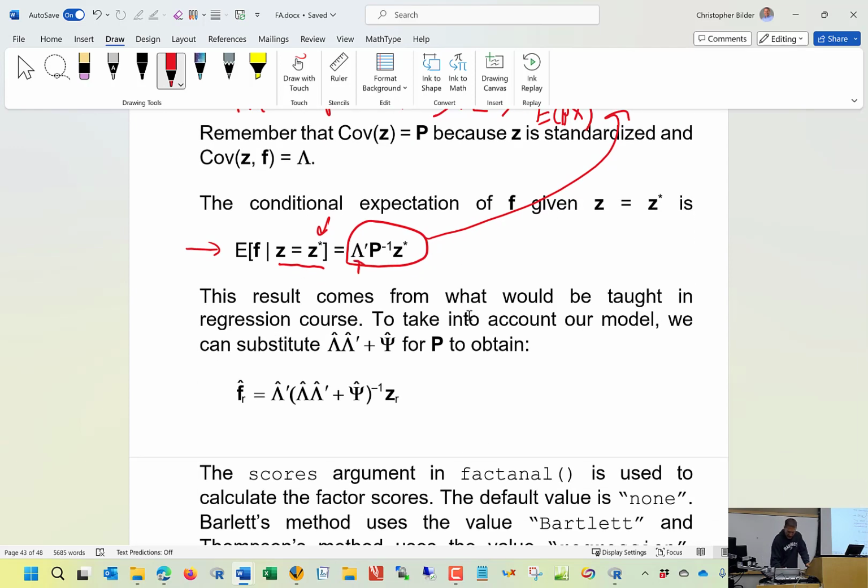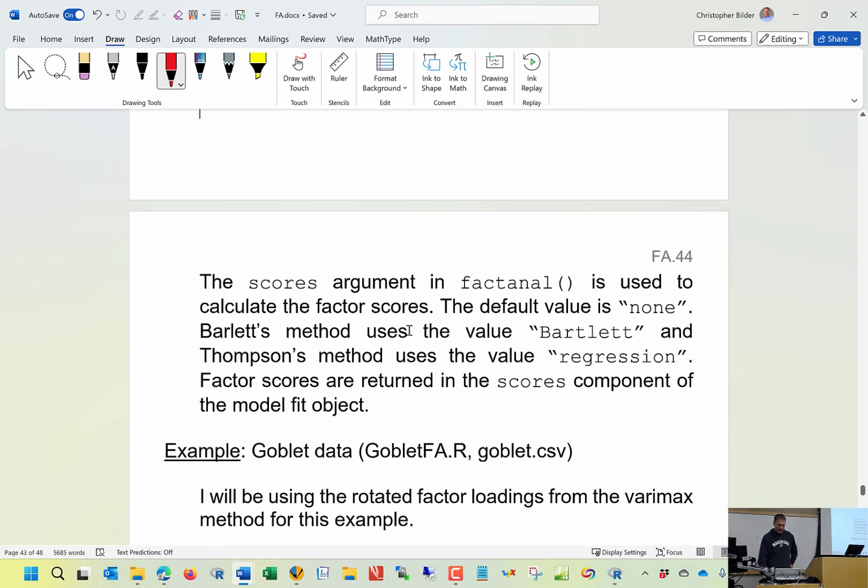So how about we replace the unknown parameter values, the lambdas, with their estimates. Notice now I have a hat here. Also, this z star is going to be, let's say, for the rth observation, one of my z's. And then this psi matrix here, how about we replace it with its estimate that comes about through our factor analysis model. And then you can say, voila, now I have a way to estimate my common factor scores for a particular observation. So that's the second method.